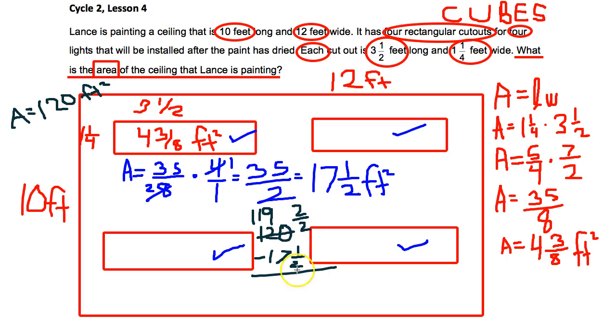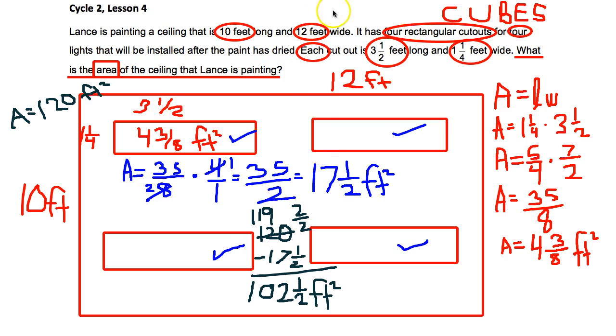Now 2 take away 1 is going to be 1, and then the 2 stays the same. And then 119 take away 17, well 9 take away 7 is 2, 1 take away 1 is 0, and then 1 take away nothing is 1. So 102.5 feet squared.